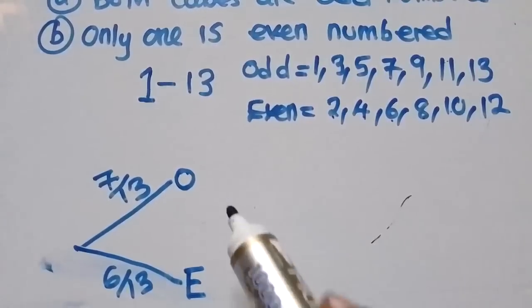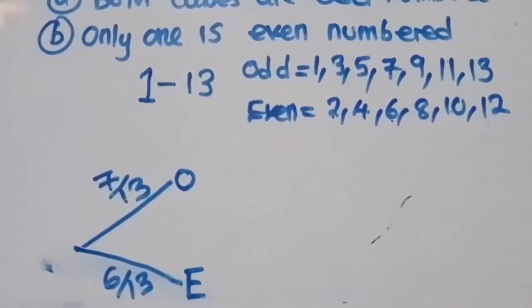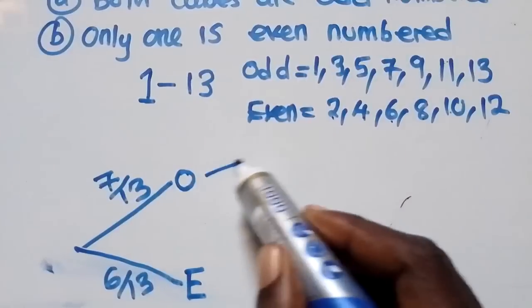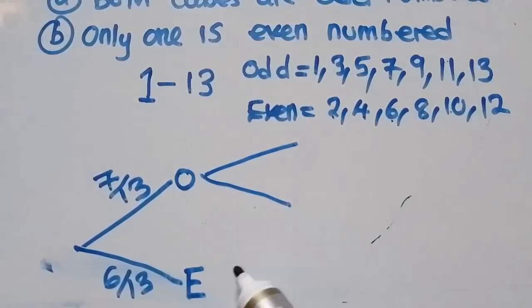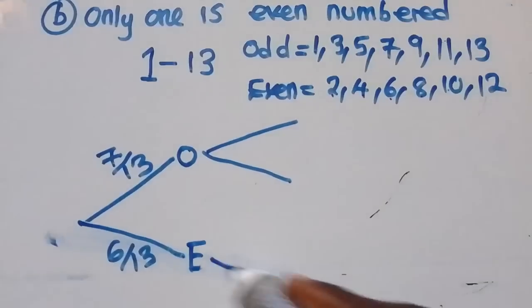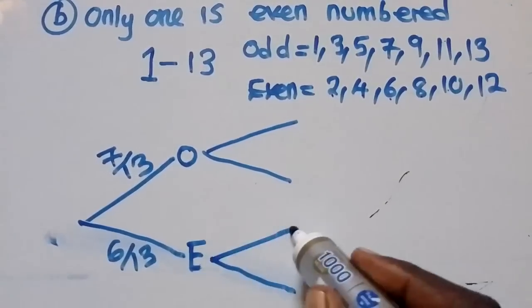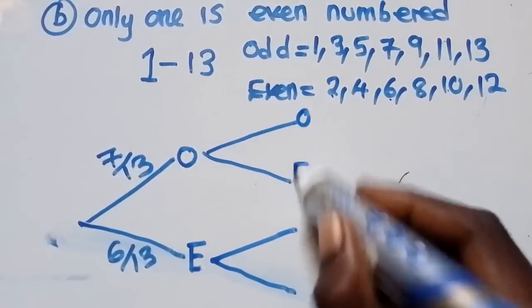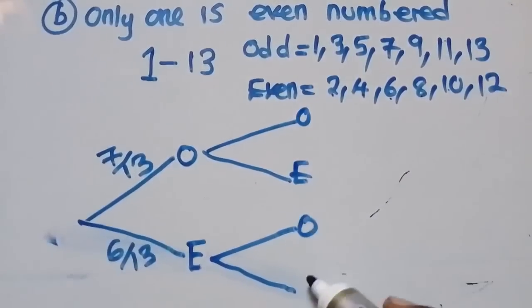Then it was saying that 2 cubes are drawn at random and not replaced. So you also put, this is how your tree diagram should be. Always, whenever you are drawing a tree diagram, this is how your tree diagram should be. So this is odd, this is even, this is odd, this is even.